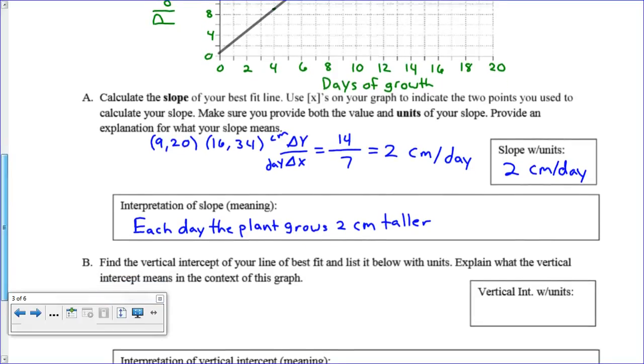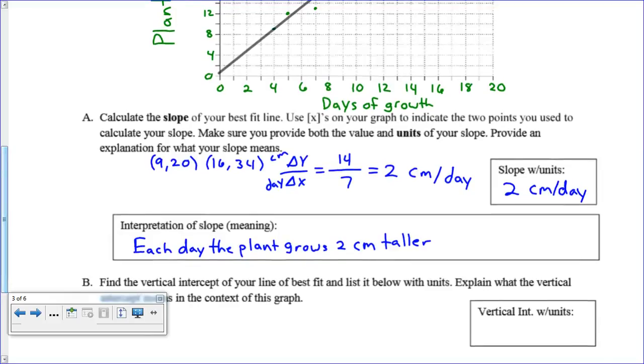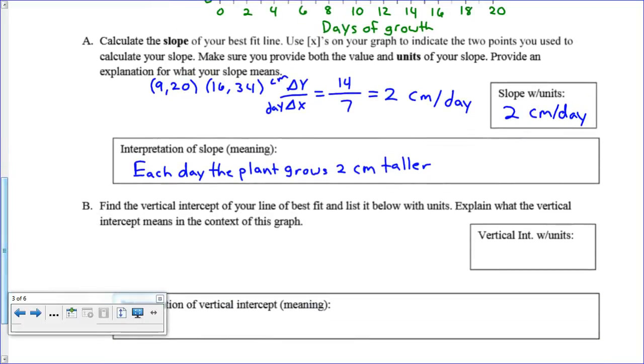Moving on here to the vertical intercept. All I do with the vertical intercept is look and see where it is hit on the graph. If I look here, I see that it looks like it's sort of between 0 and 2, so maybe just about 1, and so I would call the vertical intercept here 1.